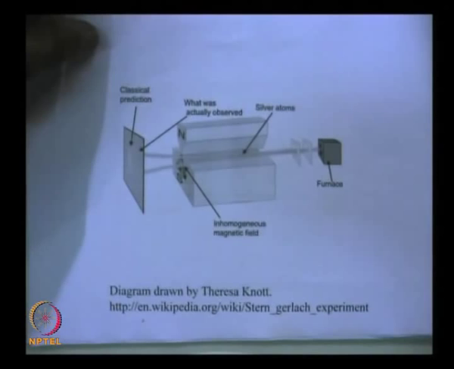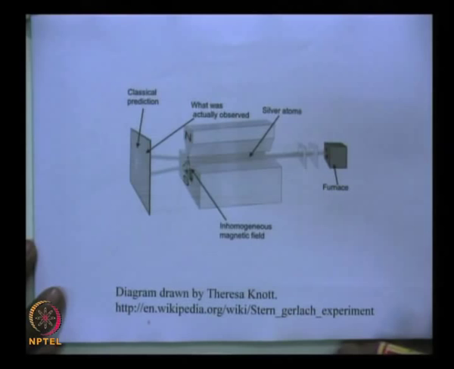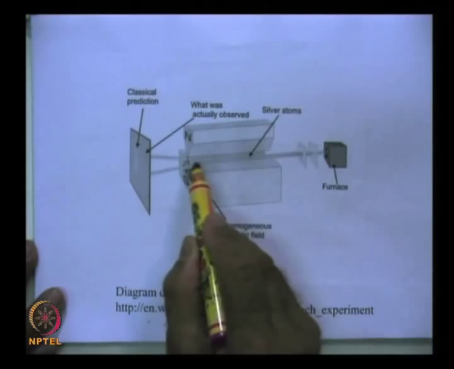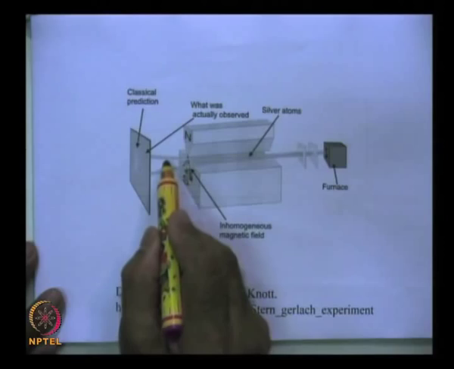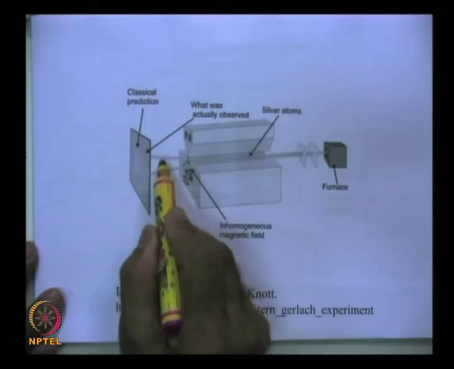This is the schematic of the original experiment, which I have taken from Wikipedia. This is the furnace, these are the silver atoms which come out, this is the inhomogeneous magnetic field, and as you can see, it splits into two spots, while the classical prediction is a smear like this.